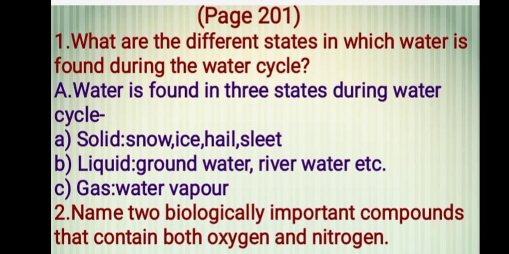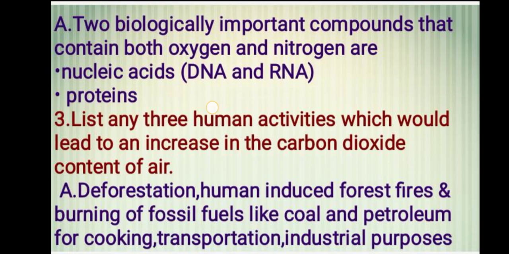Next question. Name two biologically important compounds that contain both oxygen and nitrogen. Two biologically important compounds that contain both oxygen and nitrogen are nucleic acids, DNA and RNA, and proteins.